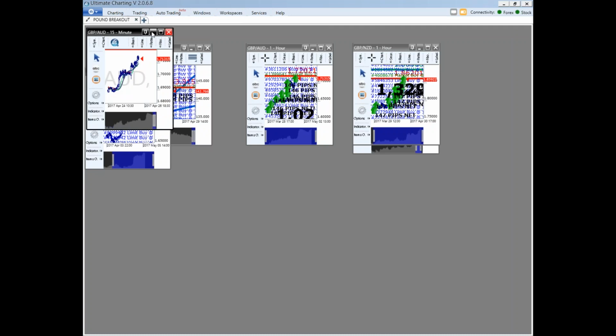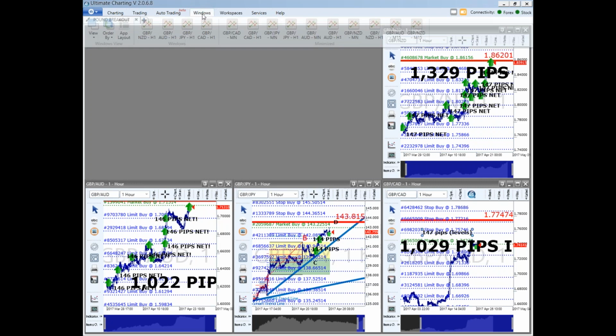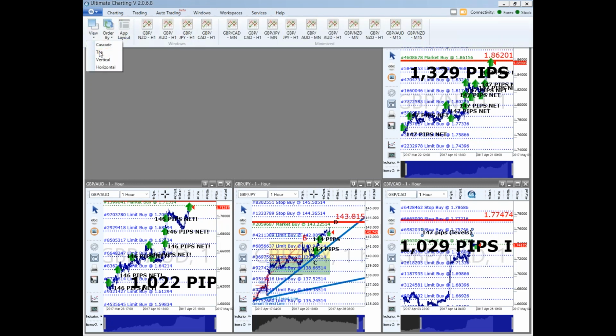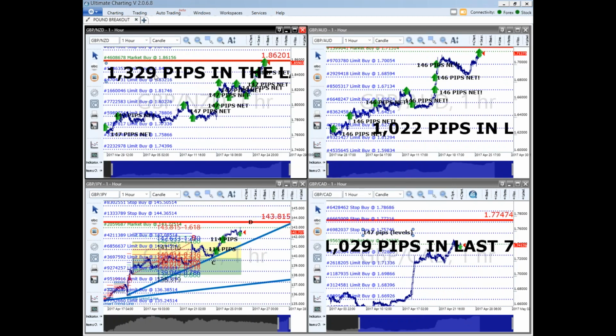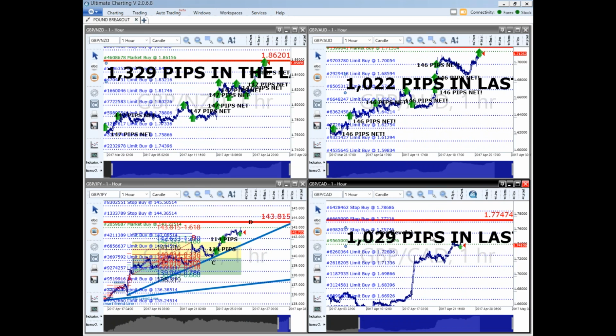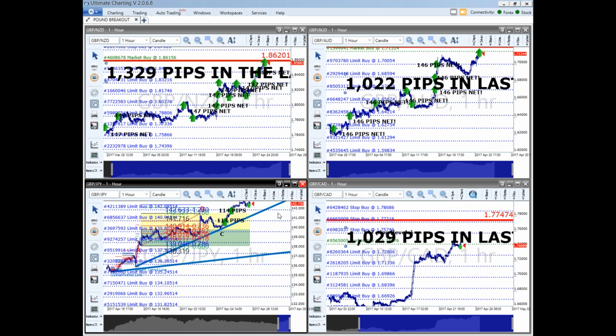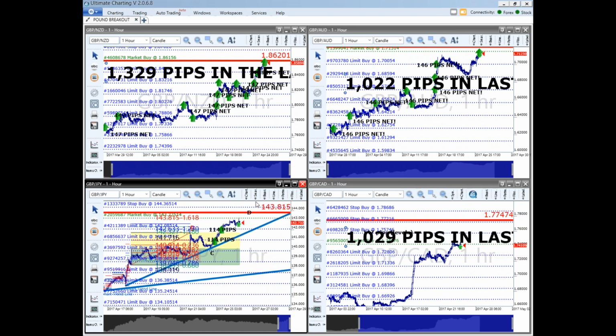Because again, this can begin to help you generate reliable, consistent income. It's made over 1,300 pips so far in the pound New Zealand in the last 9 trades, over 1,000 pips in the last 7 trades on the pound Australian, over 1,000 pips in the last 7 trades on the pound Canadian, and over 800 pips on the pound Japanese yen in the last couple of trades as well.